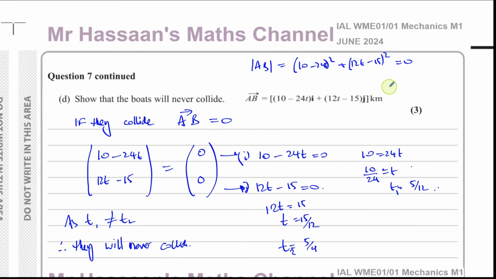You'll end up with a quadratic equation, which you can then show has no solution by using the discriminant. You find the discriminant is negative, therefore there's no solution. Therefore there's no value of t for which they will collide.